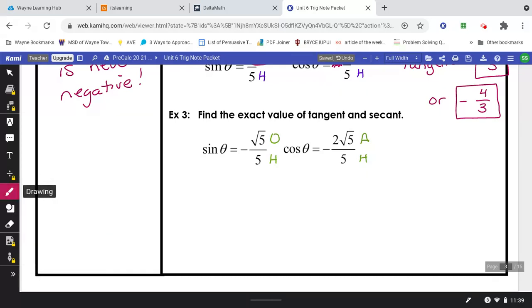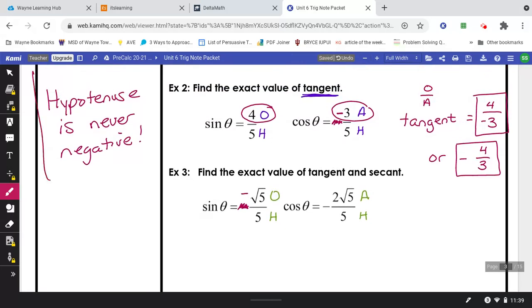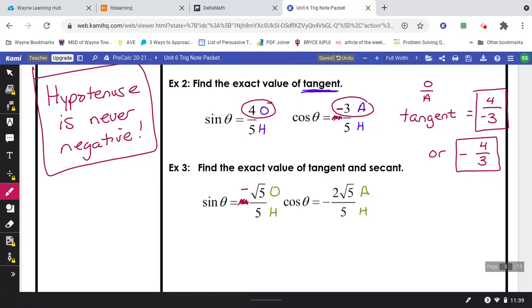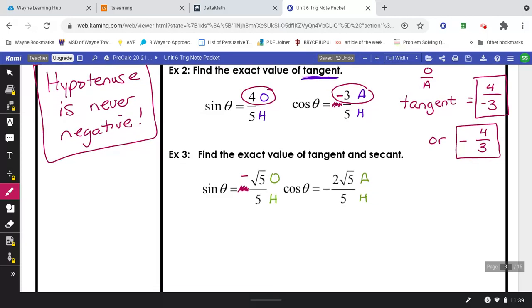So this first negative, instead of writing it out in front, we want to move it to the opposite. We can't move it to the hypotenuse because the hypotenuse is never negative. So we're forced to move it up to the opposite side, the opposite number. Same thing happens on cosine. Got to move it to the A because you can't move it to the H.